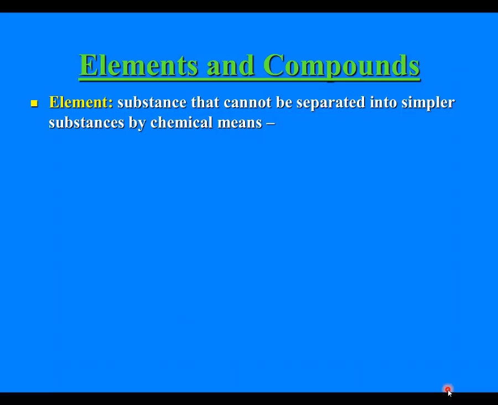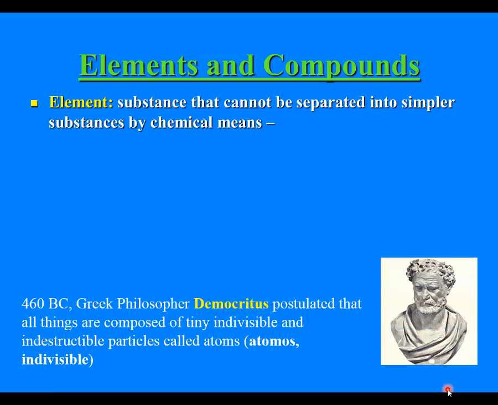Now, your periodic table is a nice list of all the different elements that are the building blocks that make up everything around us, but the very smallest component of an element that we can have, we currently call atoms. Now, this originates from many thousands of years ago back to the ancient Greeks. So if we consider the Greek philosopher Democritus in 460 BC, he postulated that all things are composed of tiny, indivisible, and indestructible particles. He called these atomos. That was Greek for indivisible, meaning you couldn't divide them up into anything simpler or smaller.